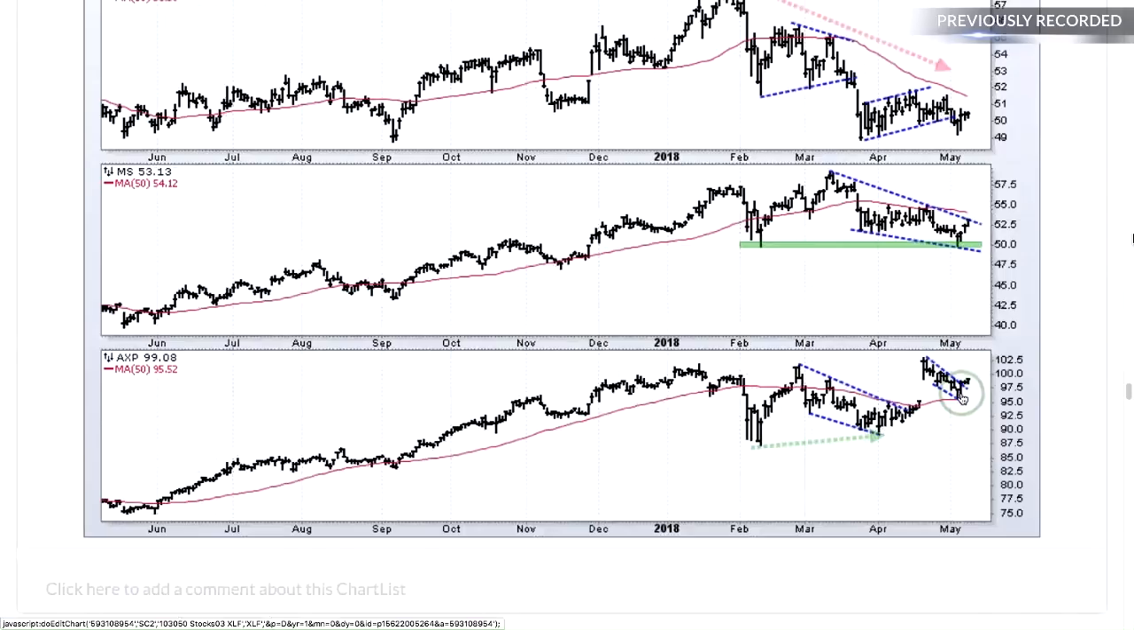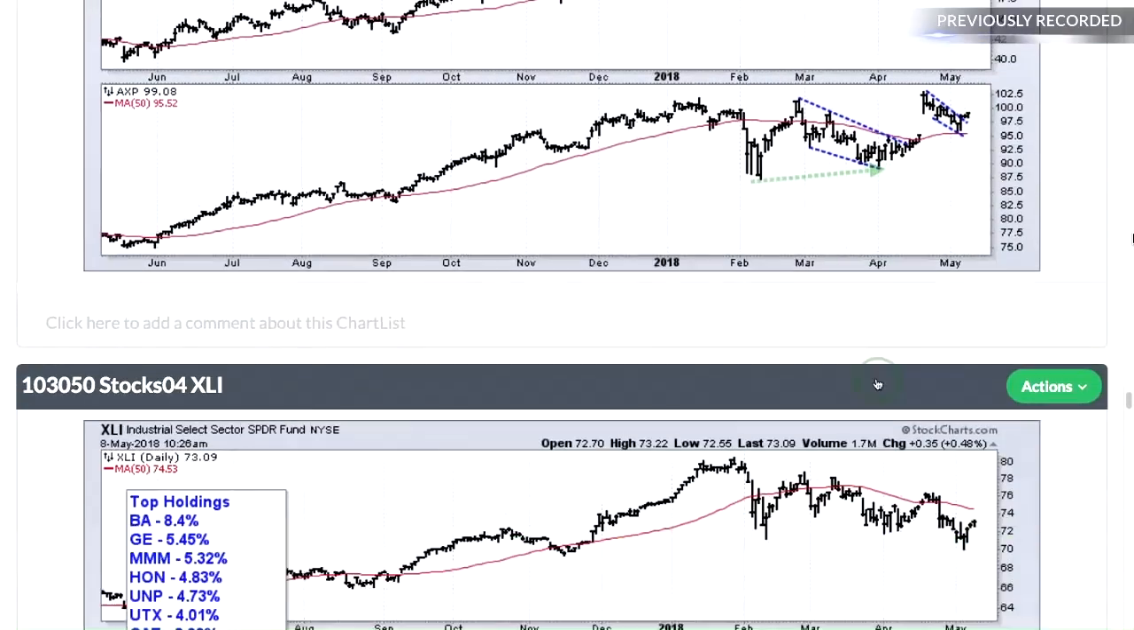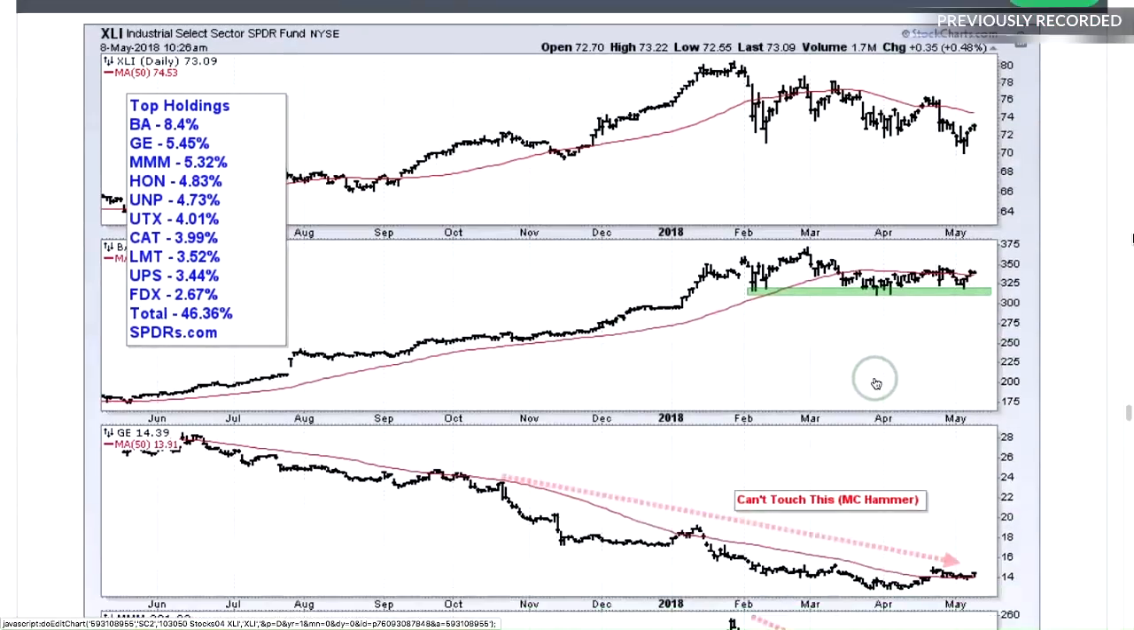And American Express is one of the stronger ones because it hit a 52-week high in April, a little falling flag and trying to turn up here. So a lot going on there. And I can see I'm running out of time here.